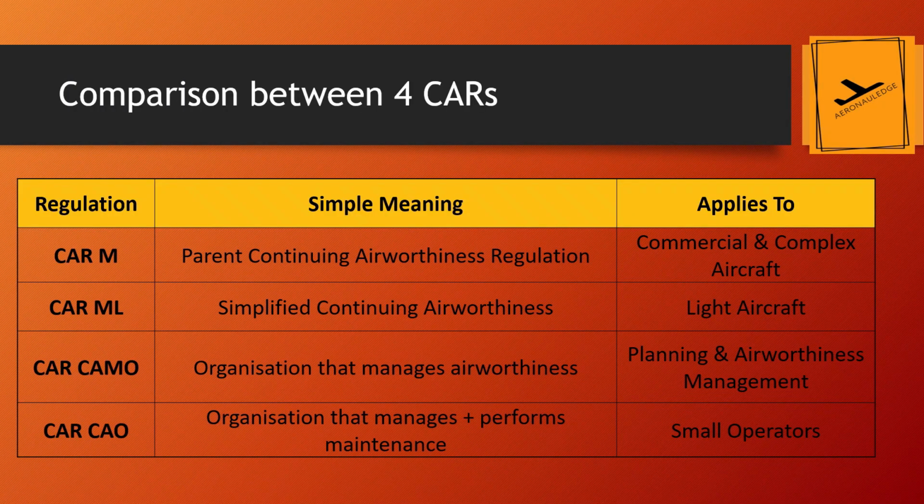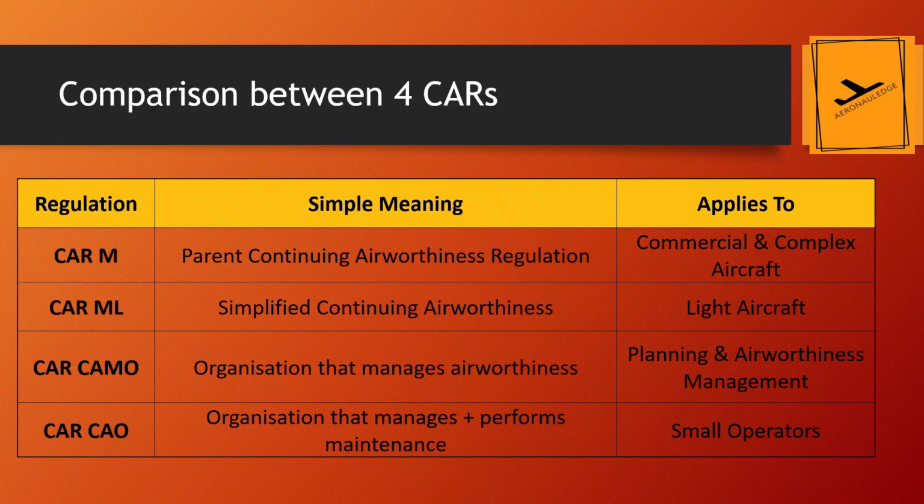Now, the final comparison between all the 4 CARs. CAR M is the parent continuing airworthiness regulation, and it applies to commercial and complex aircraft. CAR ML is simplified continuing airworthiness, which applies to light aircraft. CAR CAMO is the organization that manages airworthiness, and it is applicable for planning and airworthiness management. CAR CAO is the organization that manages plus performs the maintenance together, and it is applicable to small operators.